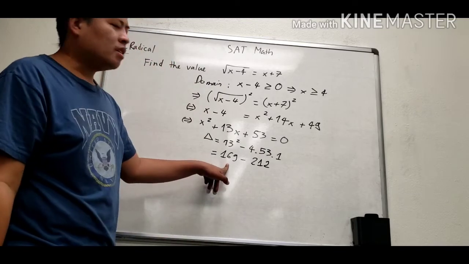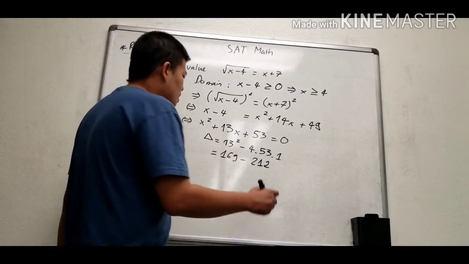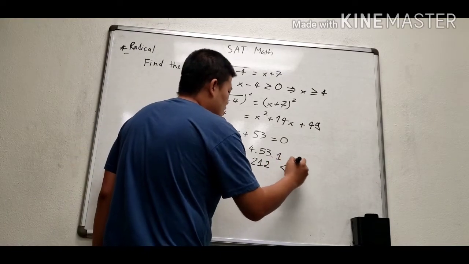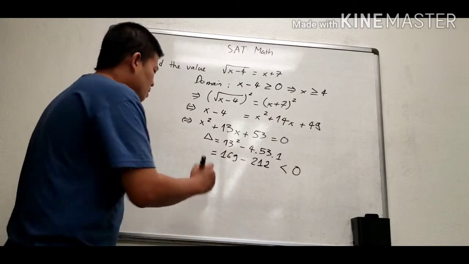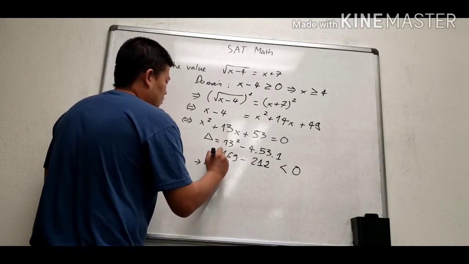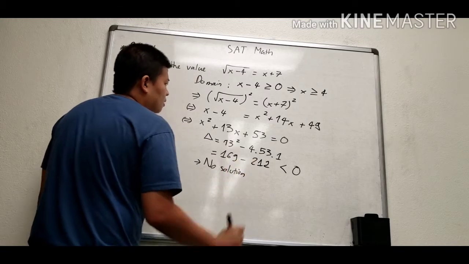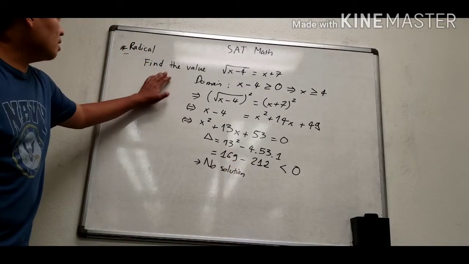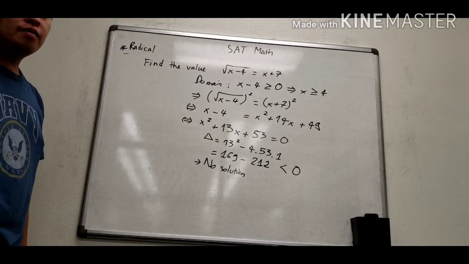In here you will see that 169 is below 212. This means we can conclude the result is below 0. Because the number is below 0, it means there is no solution. So in this equation, we don't find a solution.